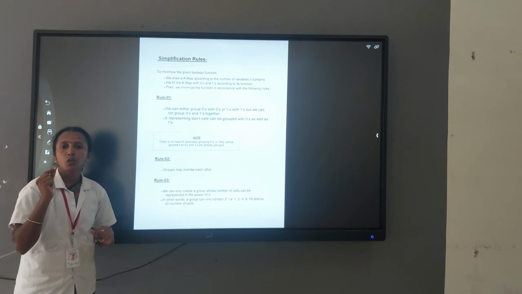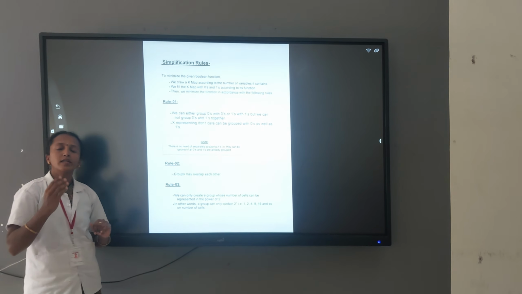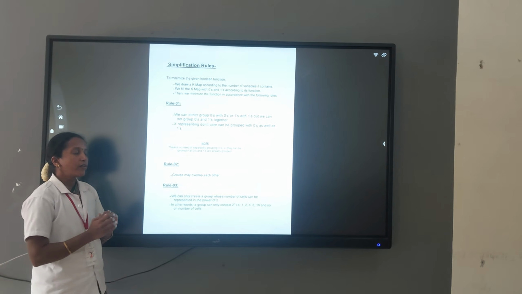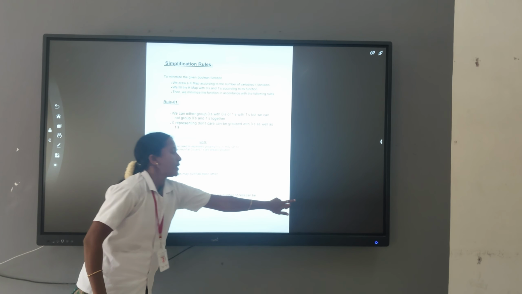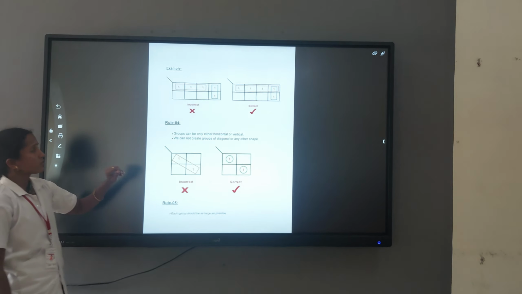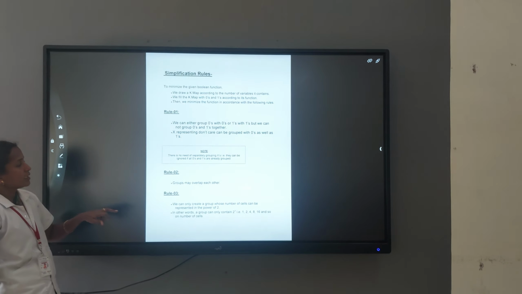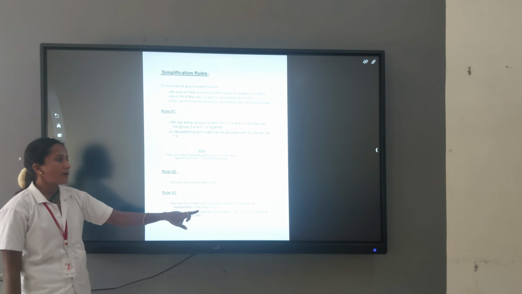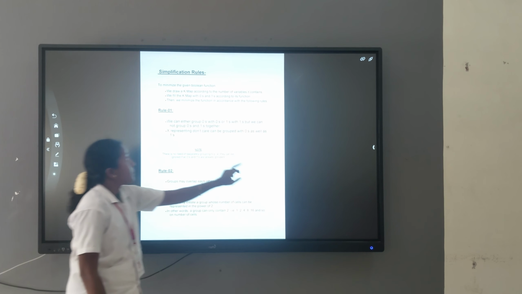N equal to 1 means 2 cells. 2 power 2 means 4 cells. Then 8 cells. Like that only we want to group them. Next, rule number 4 follows from rule number 3: we can only create a group whose number of cells can be represented as a power of 2. This is the example.